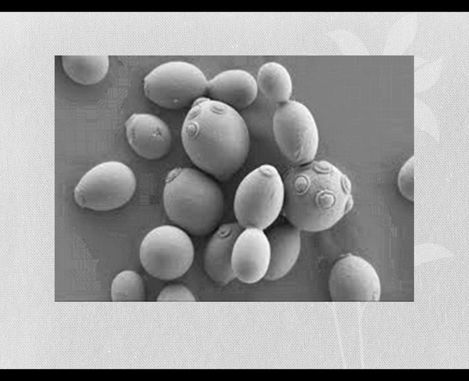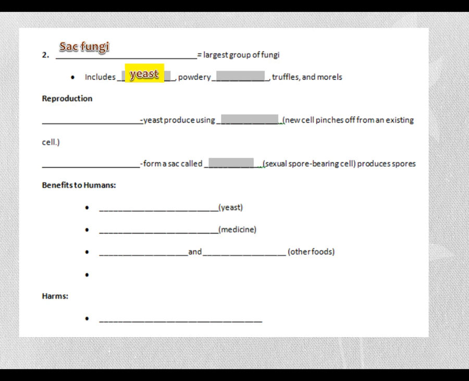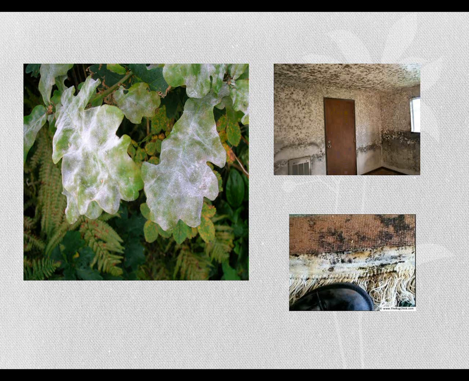But this is an example of yeast here, and it's actually in its reproduction phase, which we'll talk about in just a moment. Mildew is the other type of sac fungi. Truffles and morels as well. So the first picture of the leaf is of mildew. The second one of the home is also a mildewing home. Maybe there was a flood or some sort. The other one is a piece of carpet that has mildew growing on it.